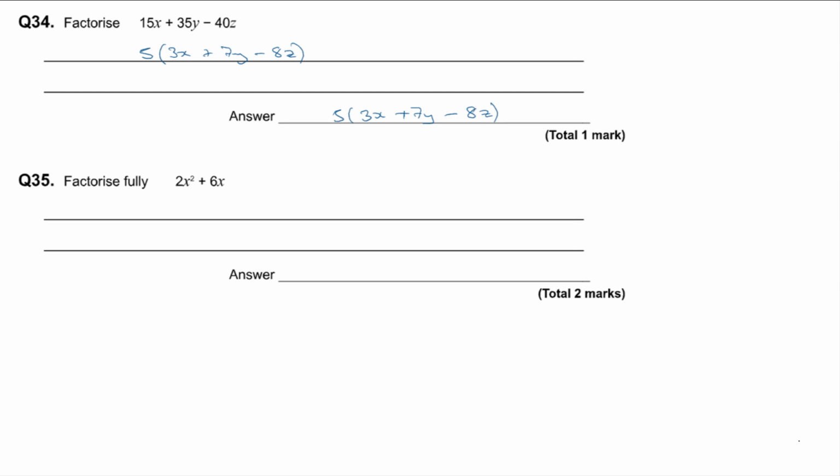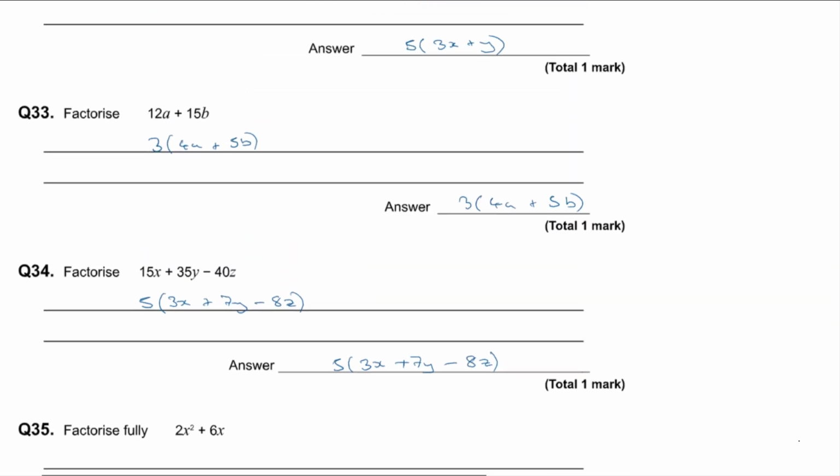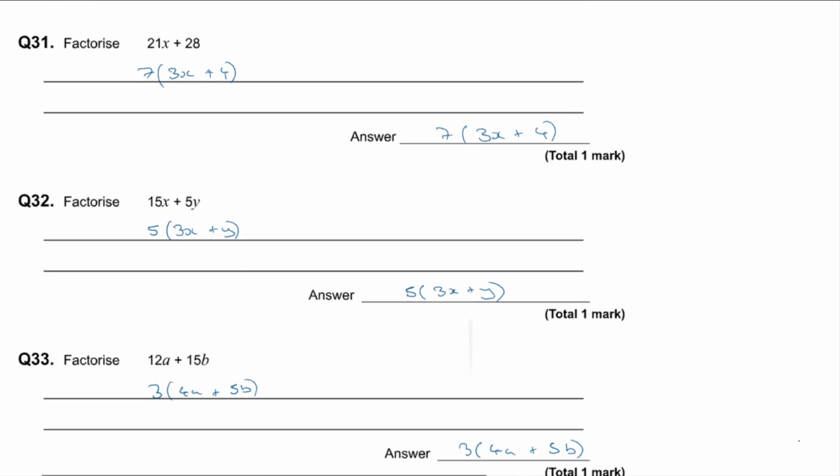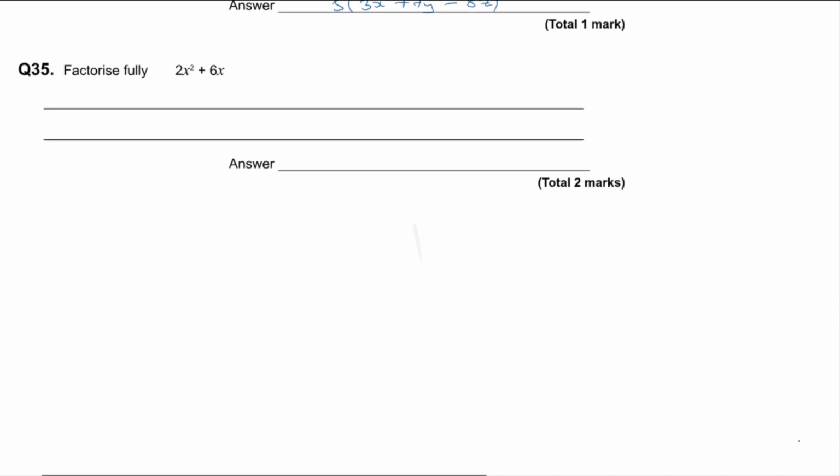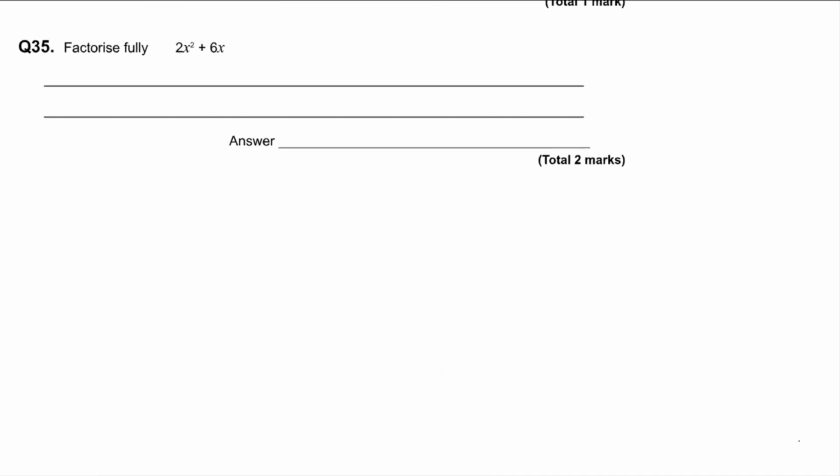Question 35, factorize fully. Now note the change of wording, like all the way through. This was factorise, factorise, factorise, factorise, and now suddenly we've got factorise fully. Now this is a dead giveaway that there is more than one factor. Okay, so if you see factorise fully, 999 times out of 1,000 it indicates that there are two factors that you need to pull out.